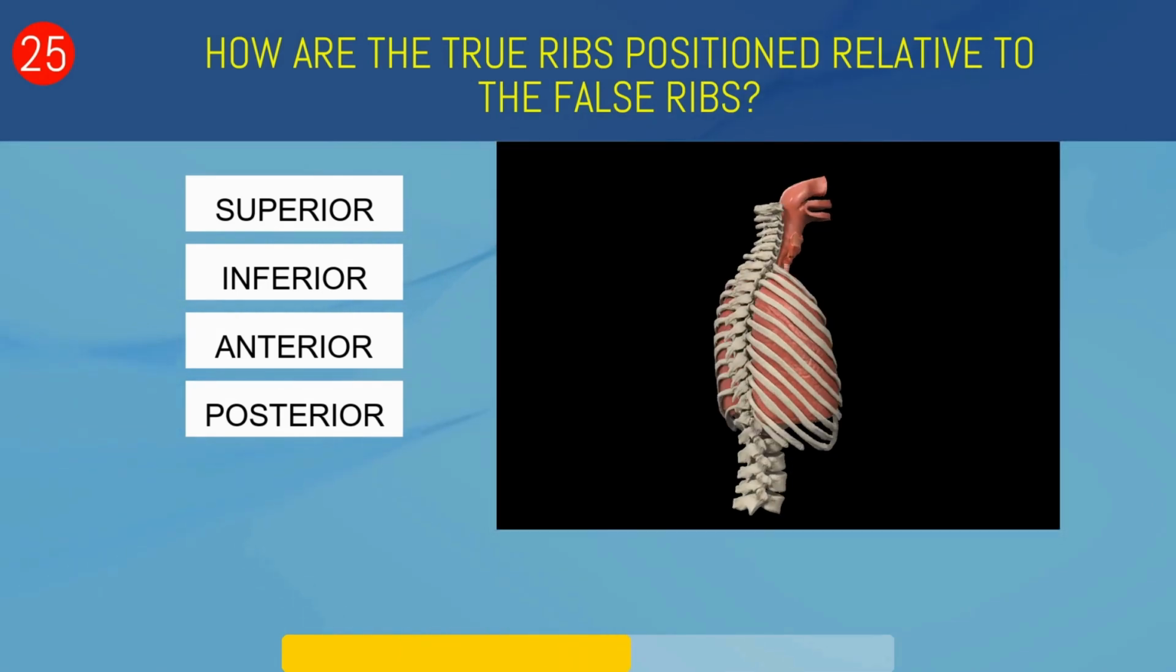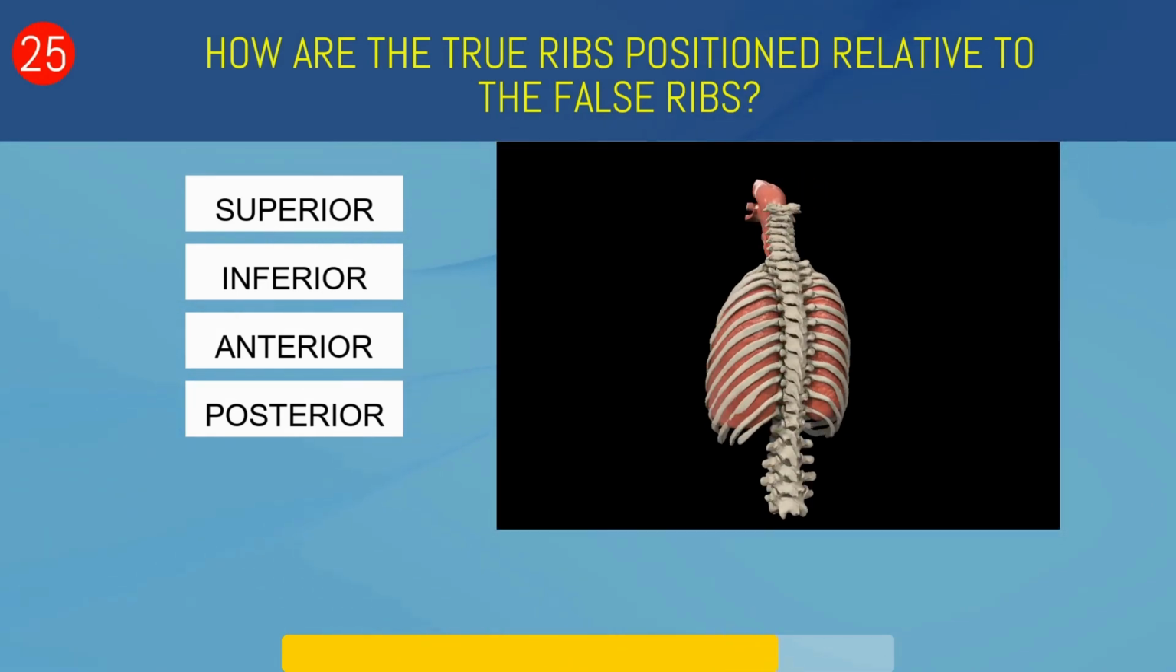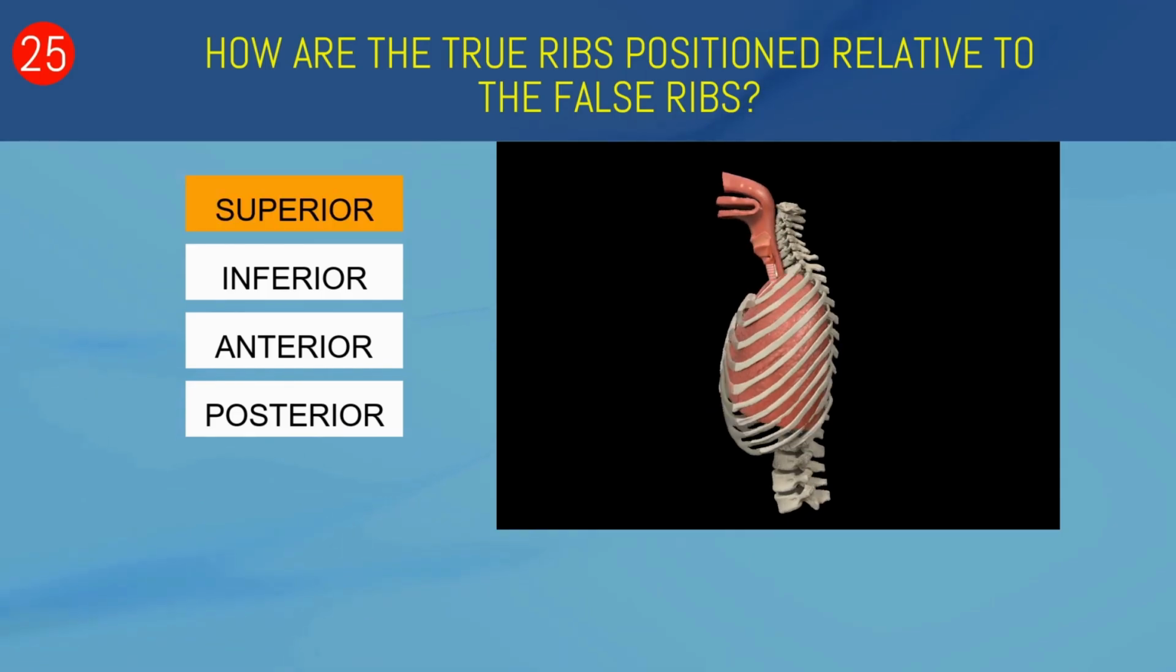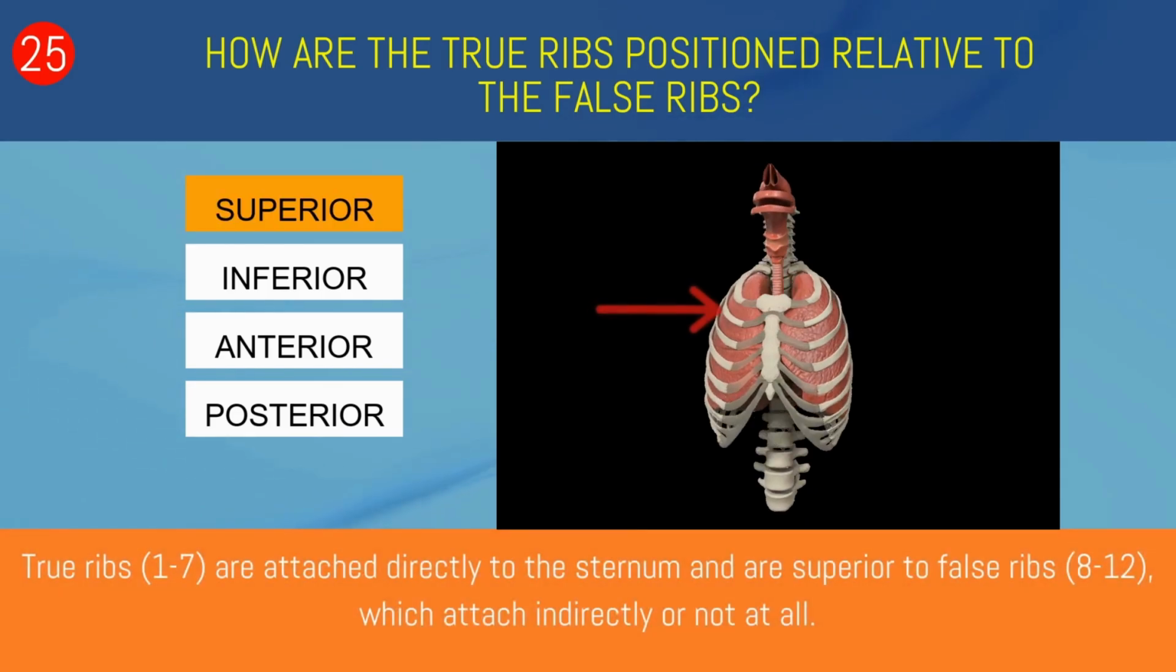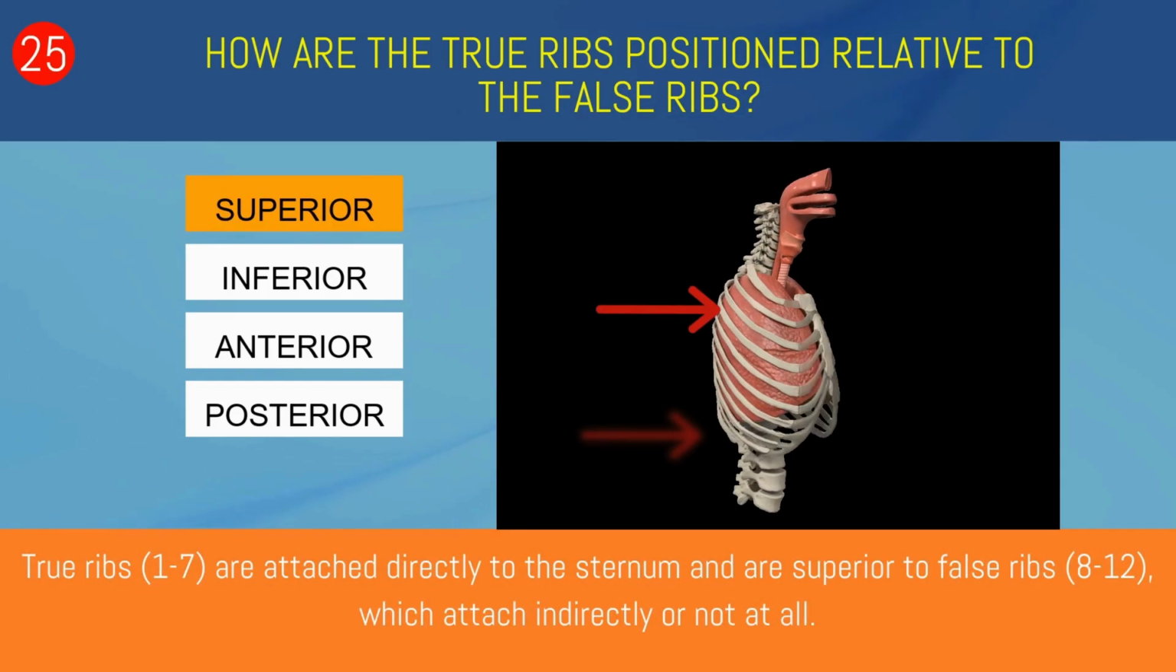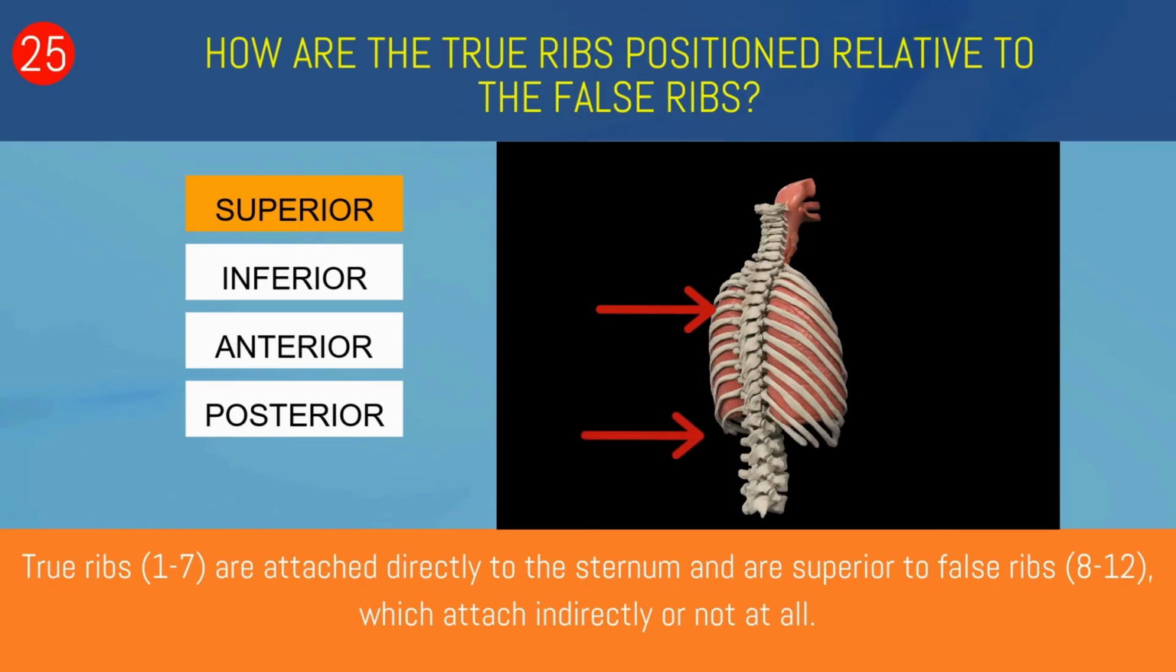Superior, inferior, anterior, or posterior? Superior. True ribs are attached directly to the sternum and are superior to false ribs, which attach indirectly or not at all.